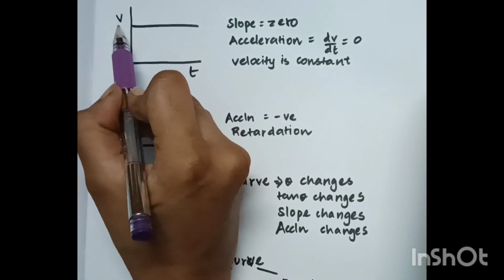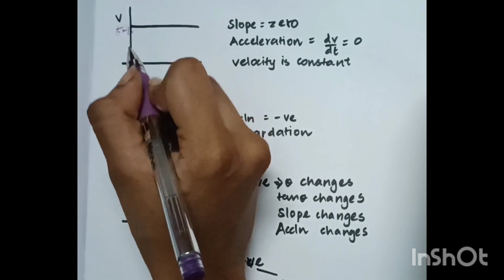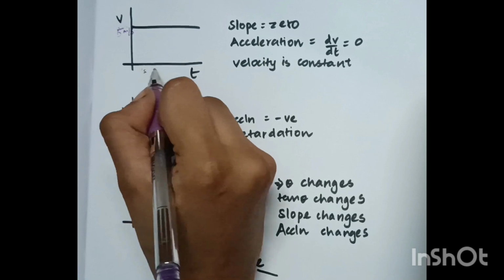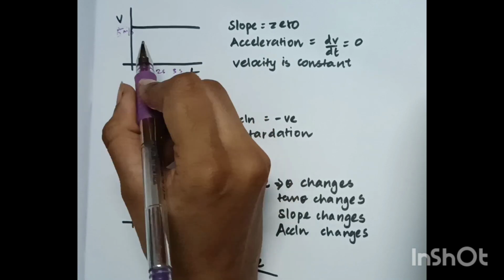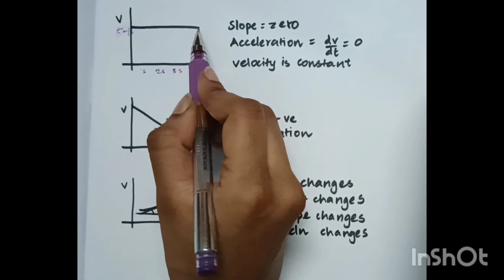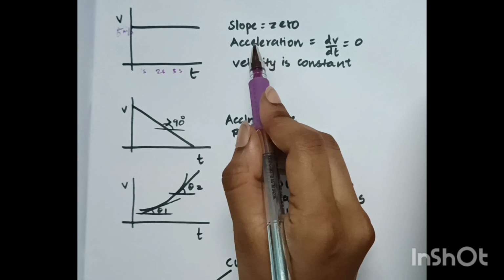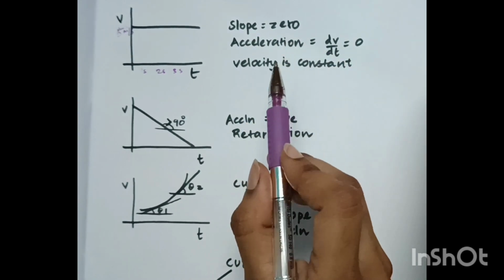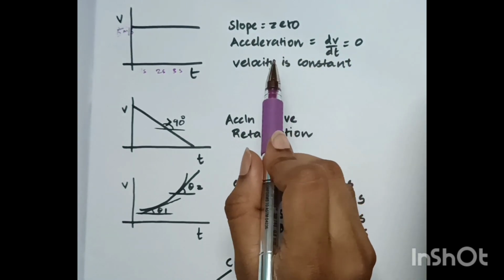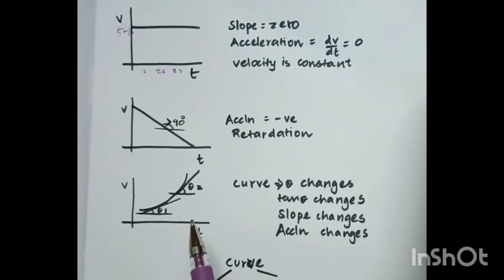Suppose it is 5 meter per second, even as the time changes 1 second, 2 second, 3 second, its velocity is not changing. It is remaining the same 5 meter per second. So we can say velocity is constant, so there is no acceleration. If velocity is increasing or decreasing, then we say it is accelerating or decelerating. But here there is no change in velocity, so acceleration is 0.